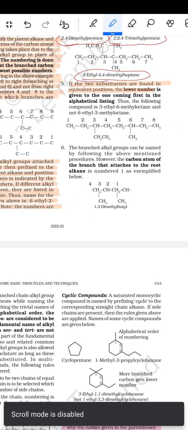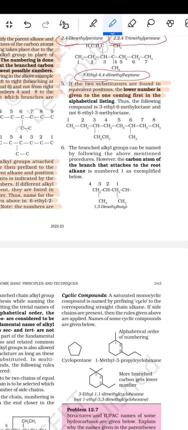in equivalent positions, the lower number is given to the one coming first in the alphabetical listing. Thus, the following compound is 3-ethyl-6-methyloctane and not 6-ethyl-3-methyloctane. The branched alkyl groups can be named by following the above-mentioned procedure. However, the carbon atom of the branch that is attached to the root alkane is numbered 1, as exemplified below.